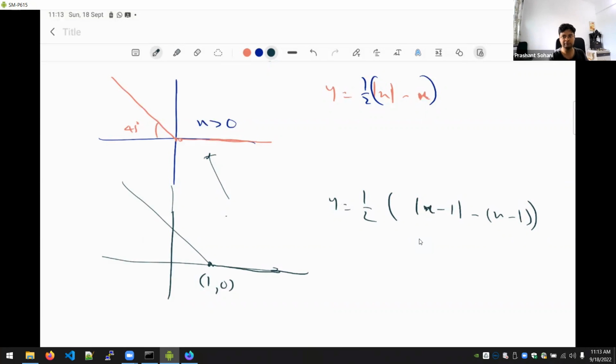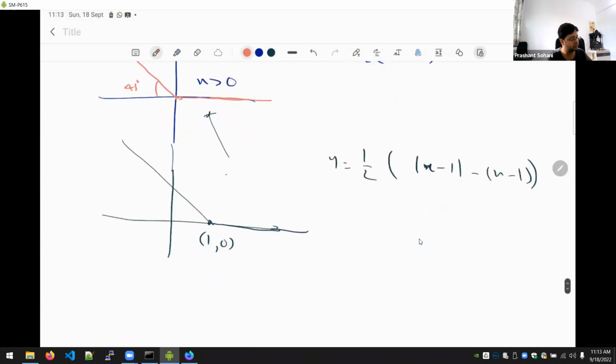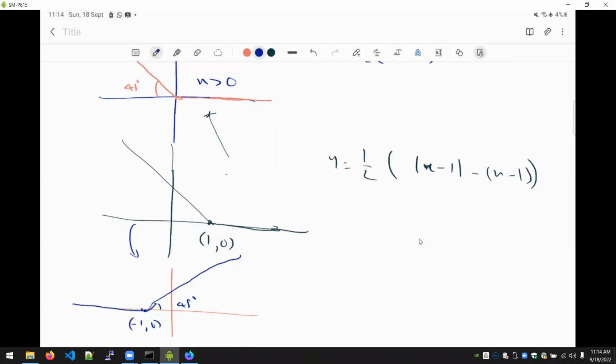Does everybody follow this? Okay, then in a similar way, what if the function looked like this? Now it is minus 1, 0, and it is looking like this. Again, 45 degrees. So it is like a mirror image of this function. Instead of plus, it is minus.